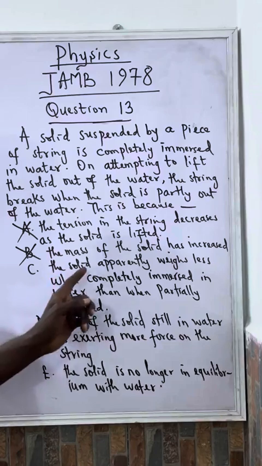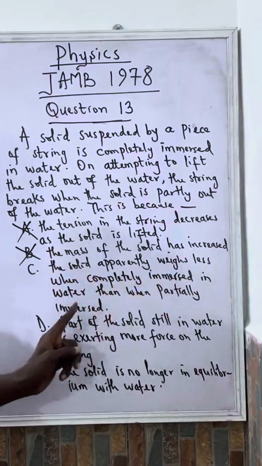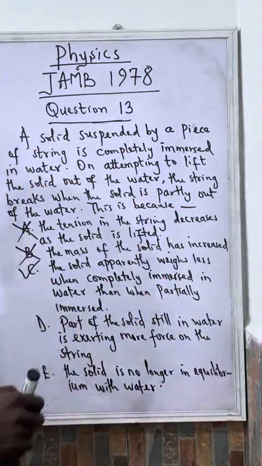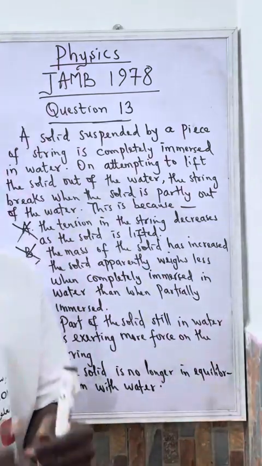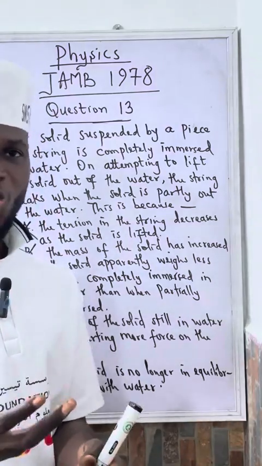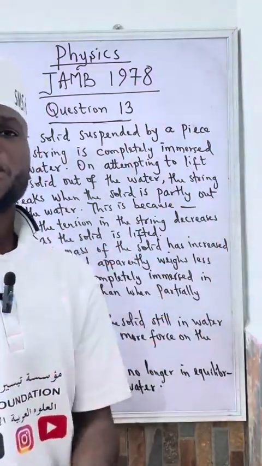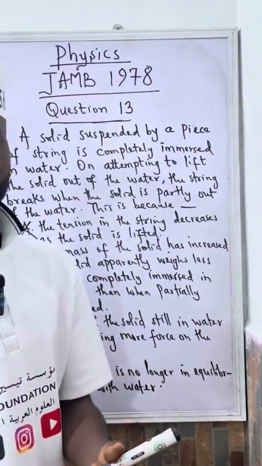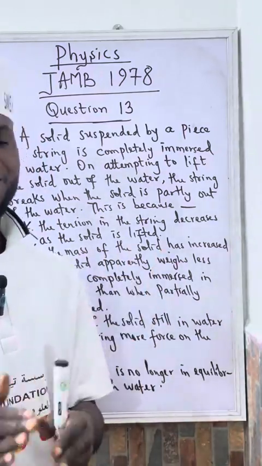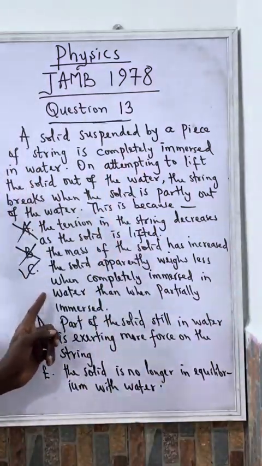Let's check C. The solid apparently weighs less when completely immersed in water than when partially immersed. This is the correct answer, option C. According to what I explained here, it will be lighter, because the weight inside water is more. If you now subtract it from the original weight, the tension will become less. But outside the water, the weight that the object will generate will be less. So that's why the tension increases as you are moving it out. So C is the correct answer.